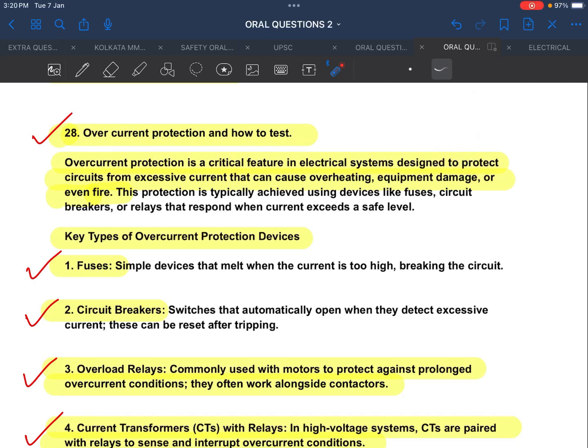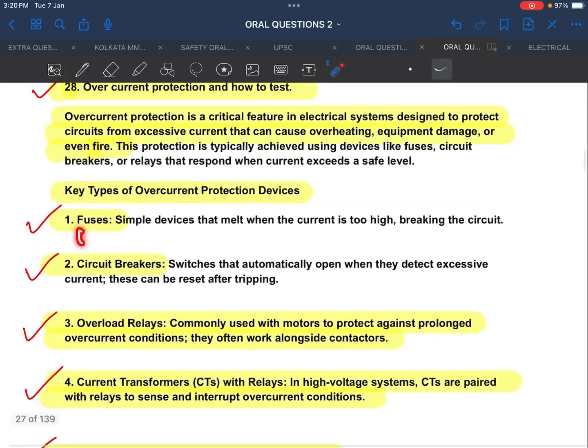So these are protections. What protections are we generally using to protect our equipment, motors and other things? We are using fuses, circuit breakers, overcurrent overload relay. Overcurrent relay is also sometimes used, and CT we are using basically.